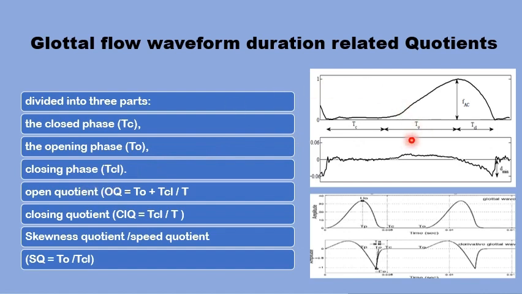The duration of the opening phase in relation to the closing phase, these two sub-phases of the open phase, the duration of the opening in relation to the duration of the closing is called the skewness quotient or the speed quotient, and again that is of some clinical value, as we shall see.